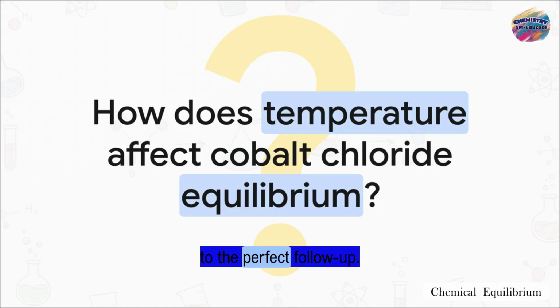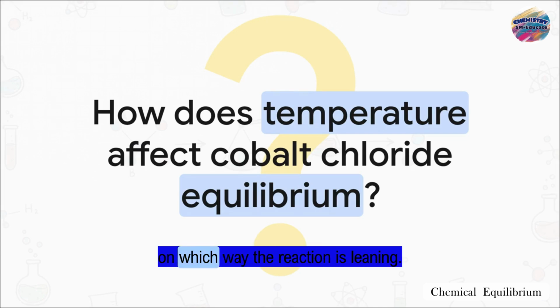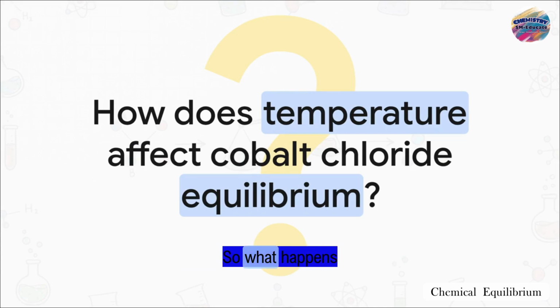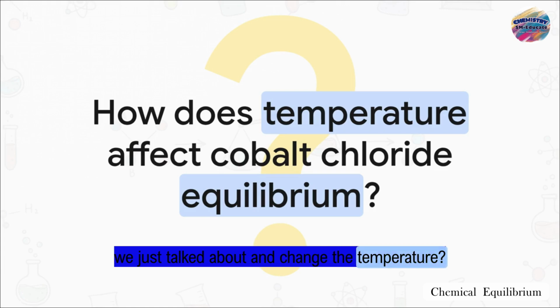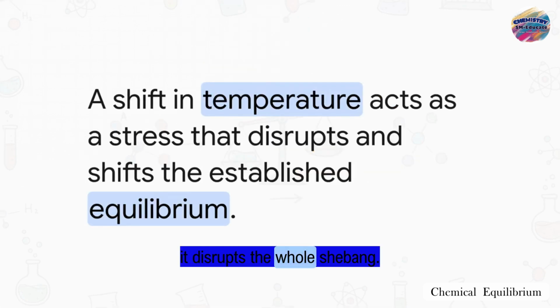Which brings us to the perfect follow-up. Question 4. How does temperature affect cobalt chloride equilibrium? The textbook uses cobalt chloride as a prime example here because it's super visual. It actually changes color depending on which way the reaction is leaning. So what happens to our delicate balance when we explicitly break one of those rules we just talked about and change the temperature? Well, it disrupts the whole shebang.